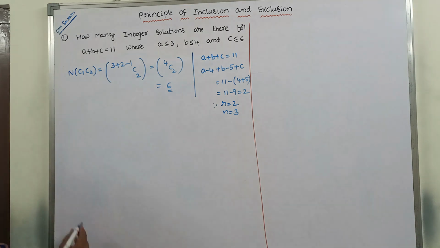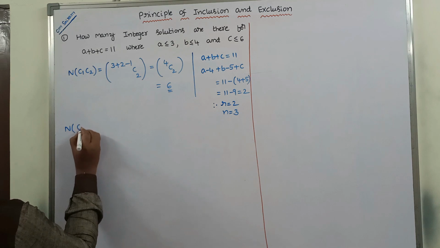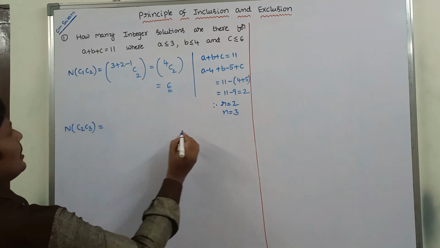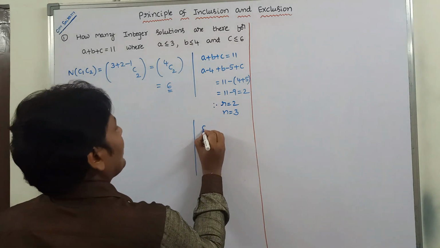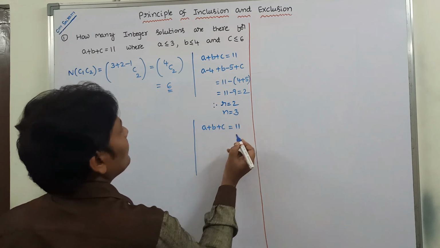Okay, next we have to find out the possible number of solutions when we are getting C2, C3, n of C2, C3. So what is the new R value we are getting? So here A plus B plus C is equal to 11.